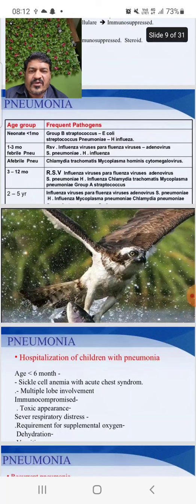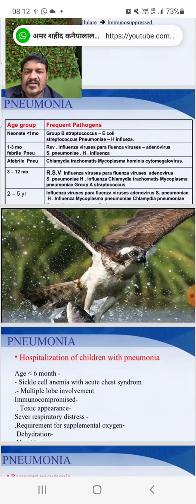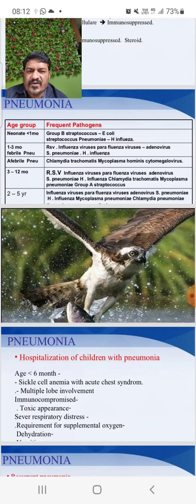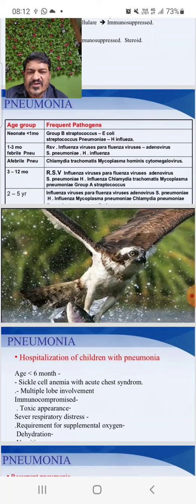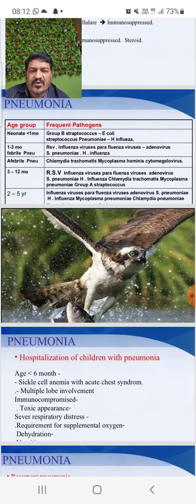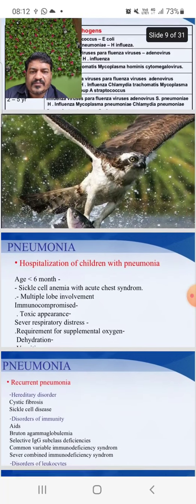Hospitalization of children with pneumonia if age is less than 6 months, sickle cell anemia with acute chest syndrome, multiple lobe involvement, immunocompromised, toxic appearance, severe respiratory distress, requirement of supplemental oxygen, and dehydration.